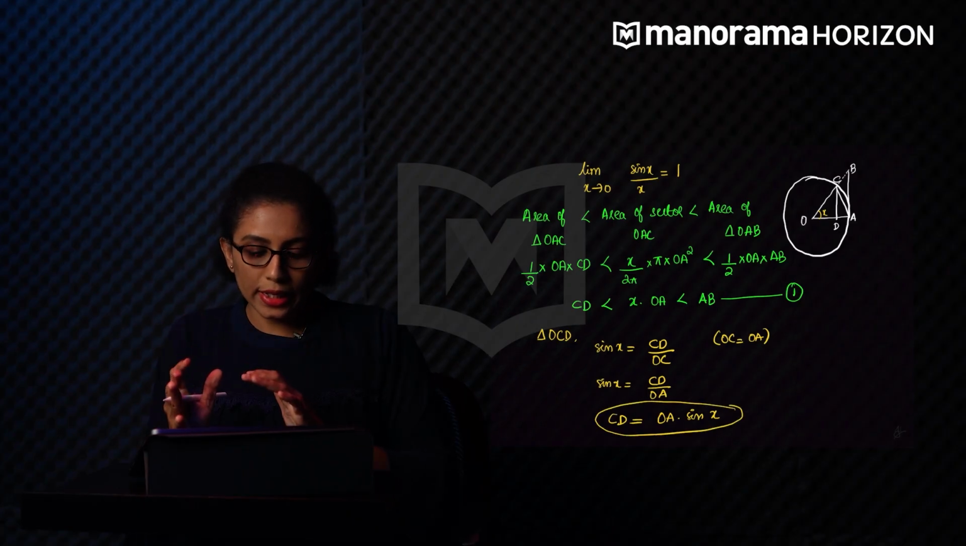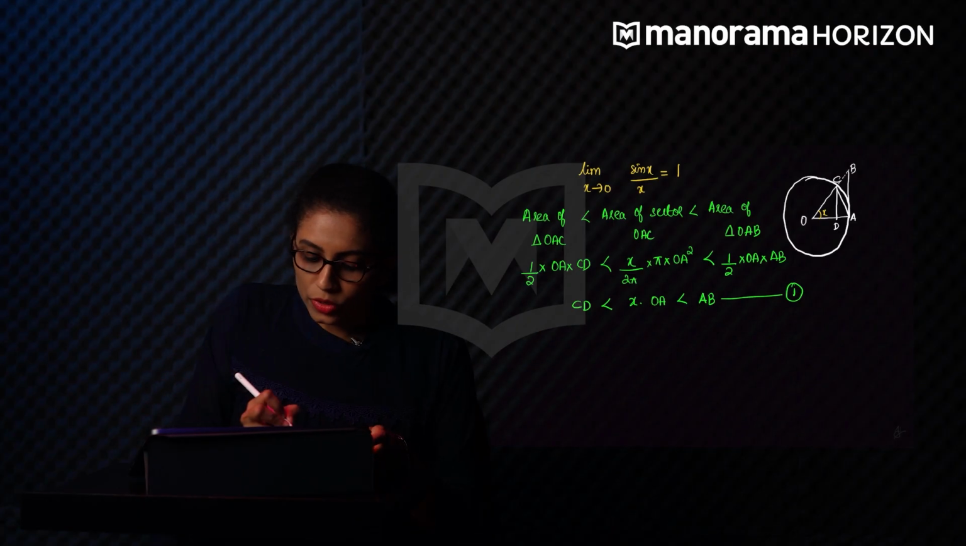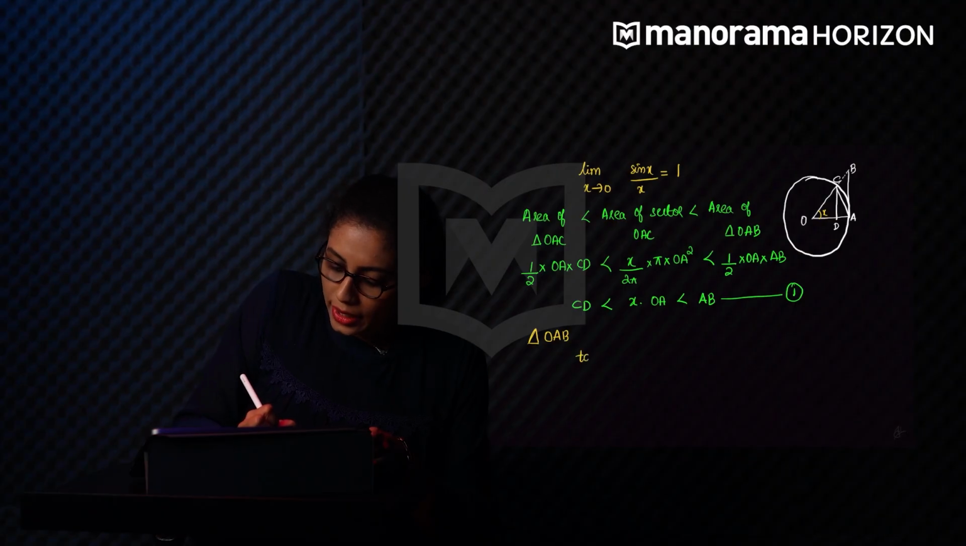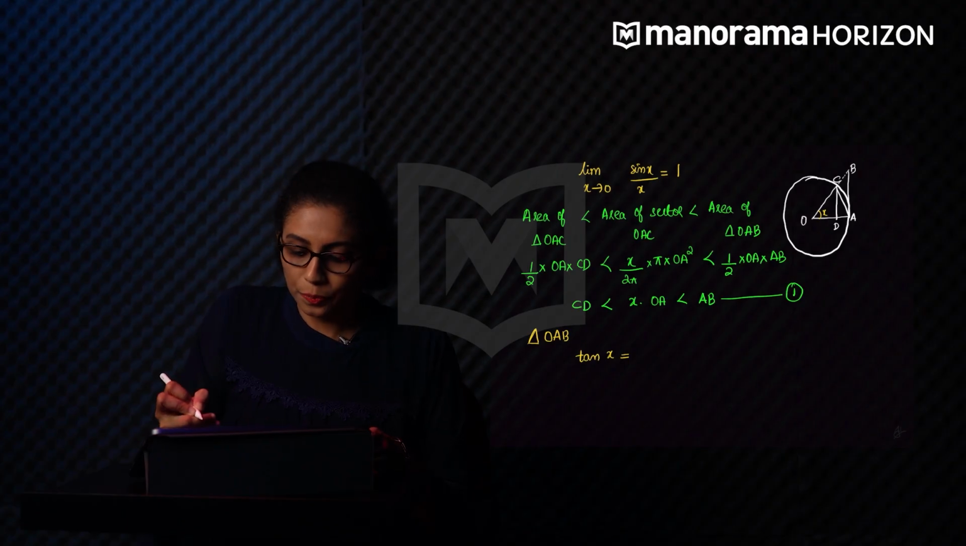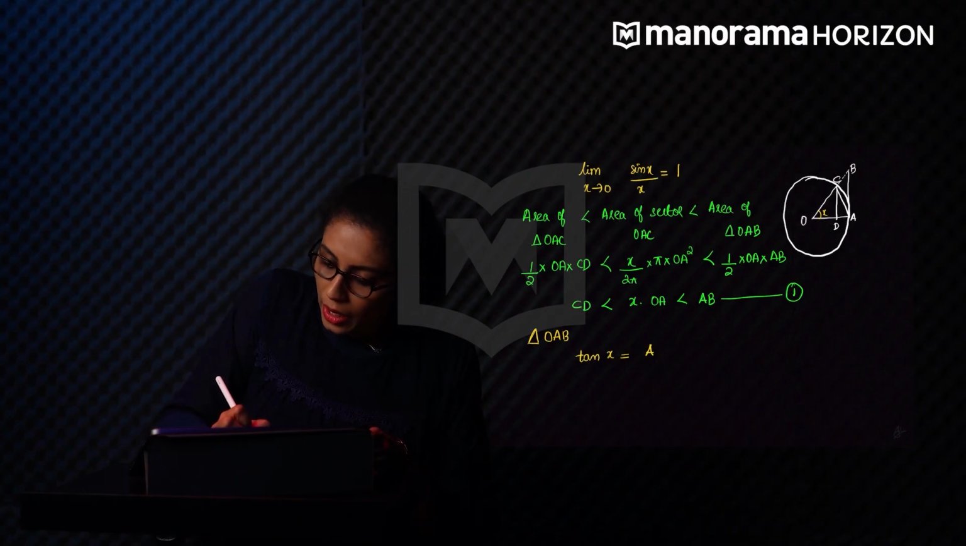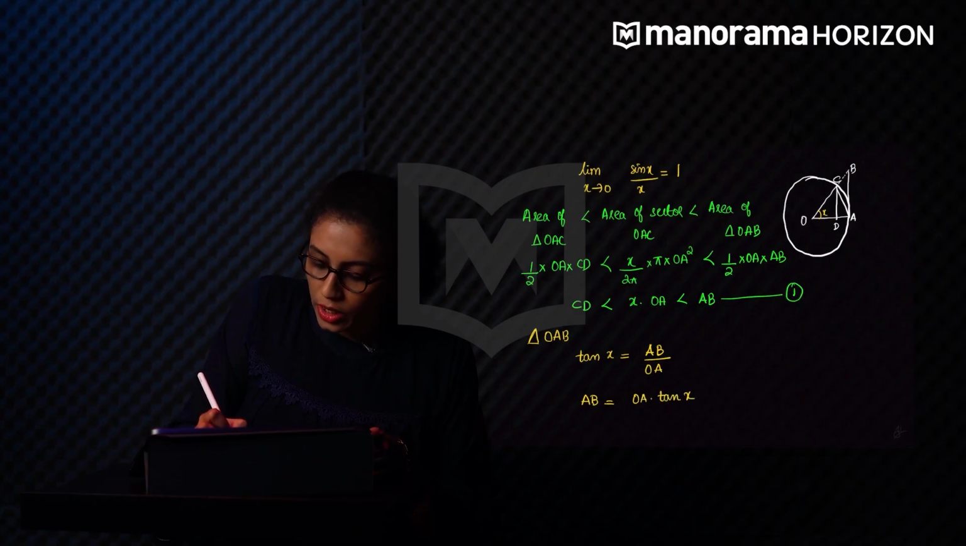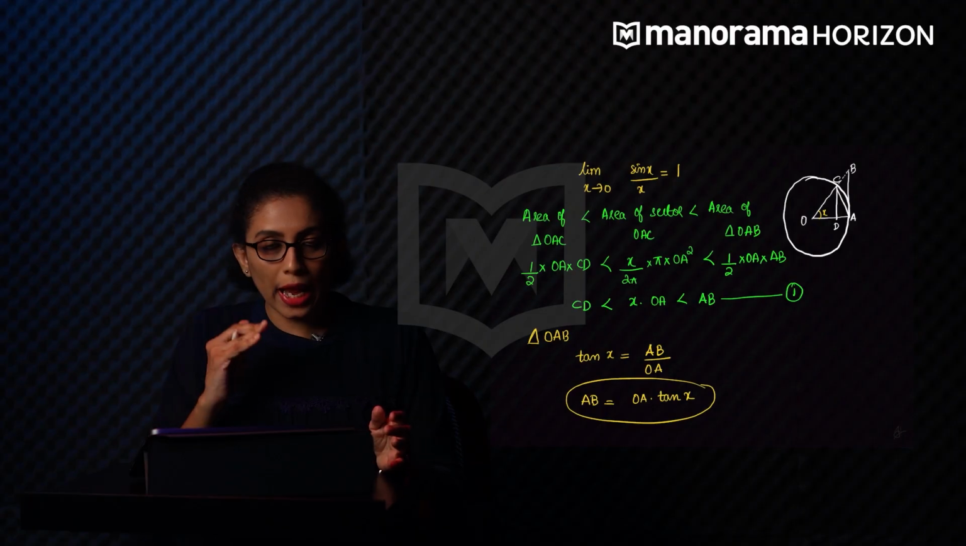So we got CD. Now we have to find AB. To find AB, we have to consider the triangle OAB. And what is tan x? Tan x is equal to perpendicular by base. So what is the perpendicular? AB. The base is OA. So what is AB? AB is equal to OA into tan x. Right? Now we got AB also.